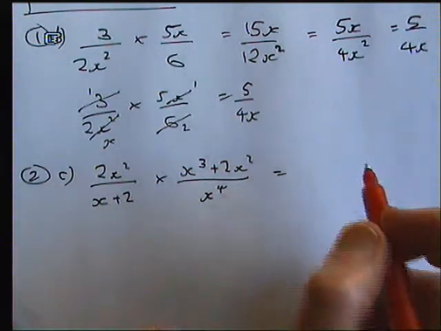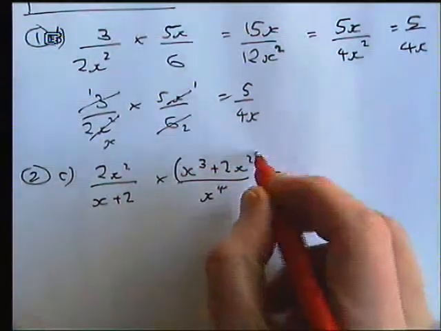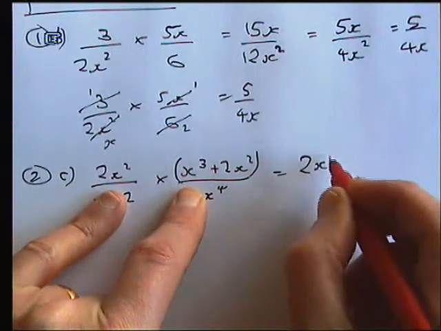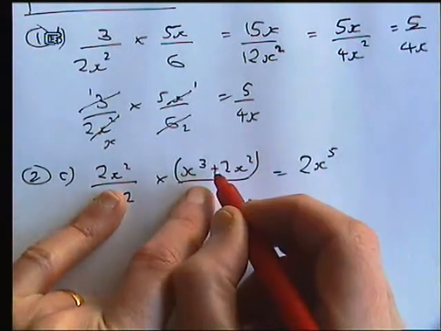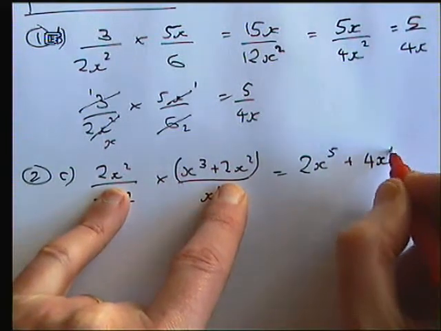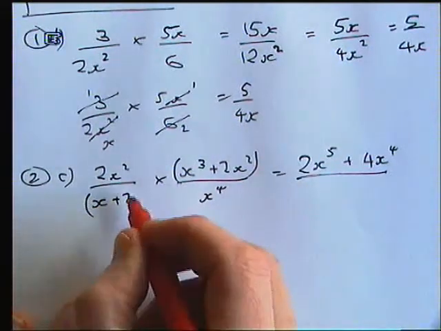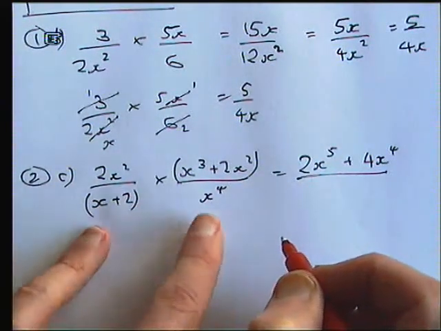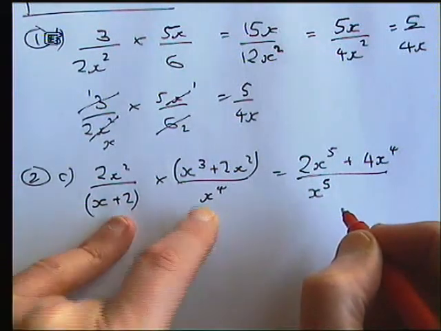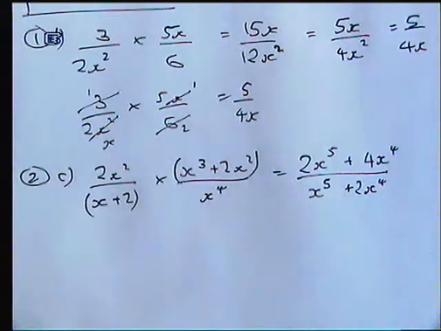So if I times across the top, this 2x squared is being timesed by this. You can think of that as being in a bracket. 2x squared times x cubed is 2x to the power of 5. Then it's a plus sign. 2x squared times 2x squared is 4x to the power of 4. On the bottom, times together, think of that being in a bracket. X times x to the power of 4 is x to the power of 5, 2 times x to the power of 4 is 2x to the power of 4.